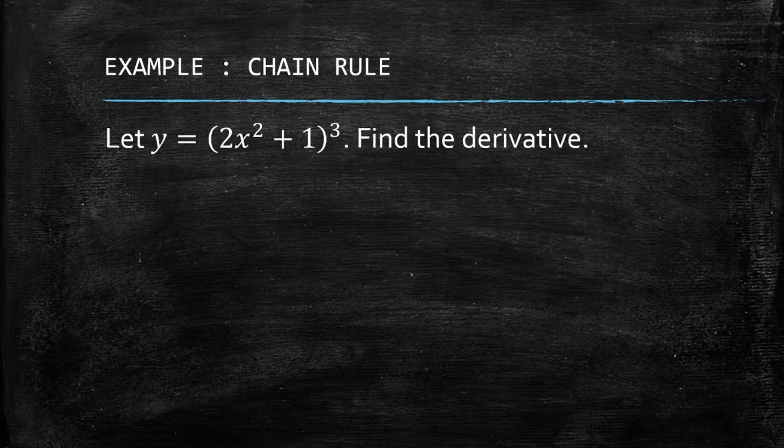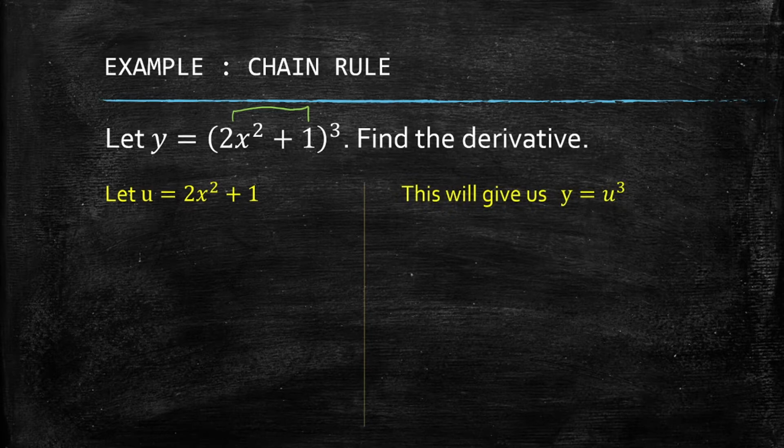For example, we have this function: y equals the quantity 2x squared plus 1 to the power of 3, and we are asked to find the derivative. If you look at this, we don't have any rules before the chain rule, no shortcut to solve for the derivative of this. First, we let u be the inner function. Take note, if you try to review, this is the inner function. So we let u be the inner function.